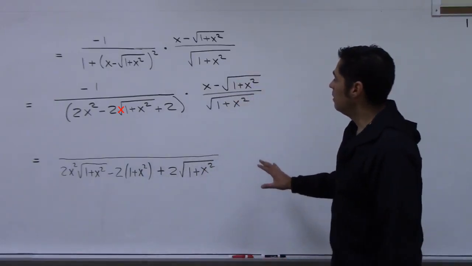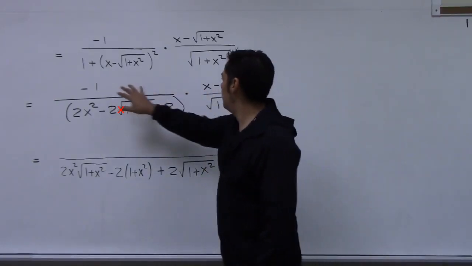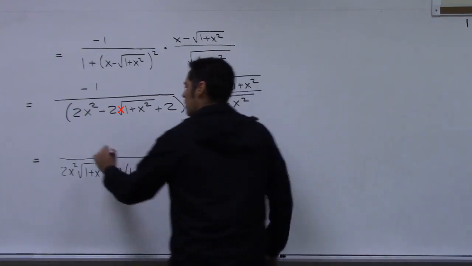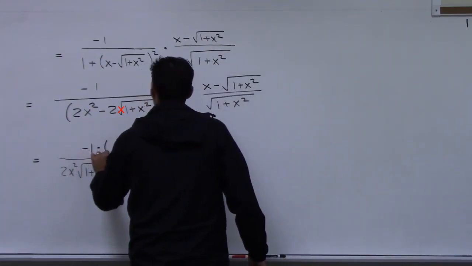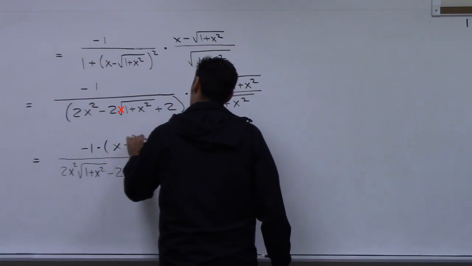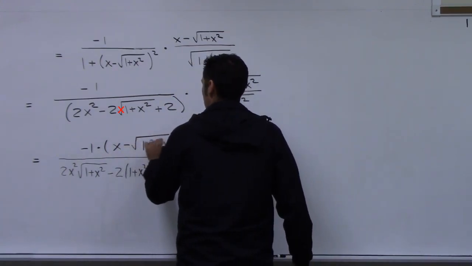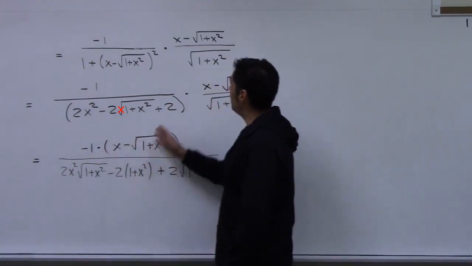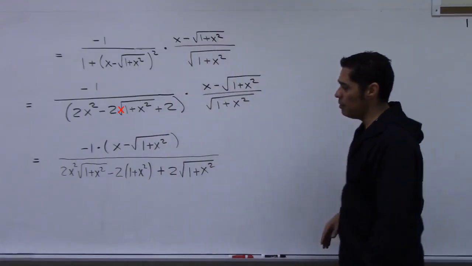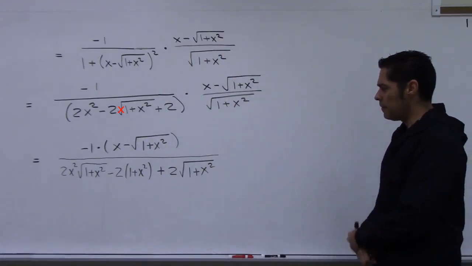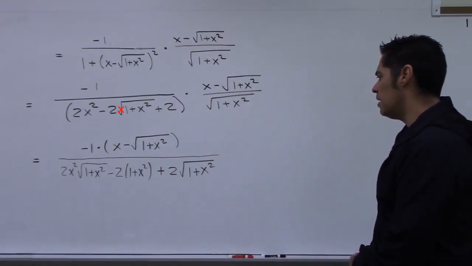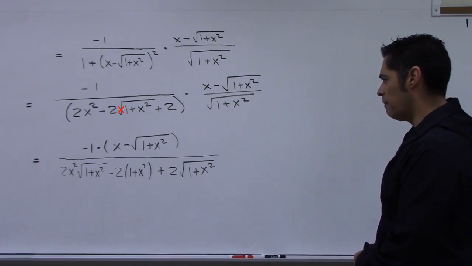I know it looks bad. And on the top, this times the negative 1, I'm just going to leave it. Negative 1 times, I'm going to leave that as x minus root 1 plus x squared. I could distribute the negative back through, and I'd be back to where I was a long time ago. But I'm just going to leave it for right now. And now let me look at this and see if there's anything I can do.